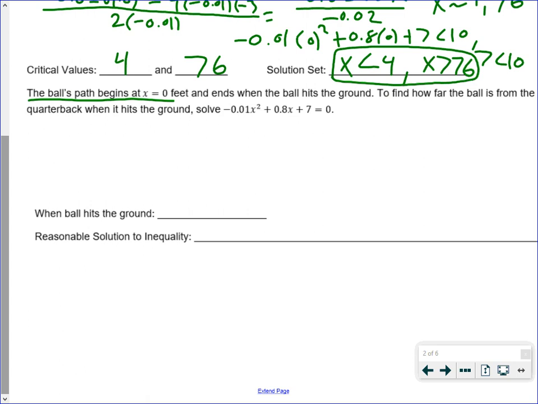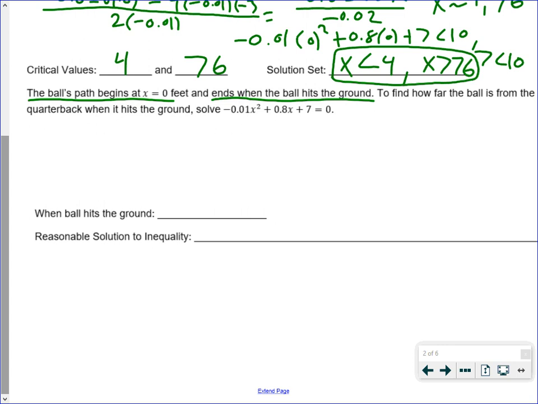And it's going to end when the ball hits the ground, right? The ball cannot go underneath the ground. The play is going to end as soon as it touches the ground, and that's where our quadratic ends for this problem. So we need to find out how far the ball is from the quarterback when it hits the ground. So we're going to set y equal to 0 because y is the height of the ball. So we want to know when y equals 0.